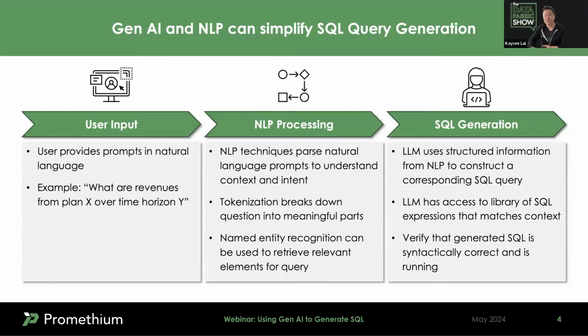And then the last part is the actual SQL generation. Now that I understand your intent and the context of your question, and I've identified from the tokens I've matched some of the keywords that you're looking for, how would I construct a corresponding SQL statement? The good part about the LLM is that it's got a library. It's been trained on a lot of different data, probably a big library of SQL expressions. And so it can suggest a SQL expression to match the context that you're looking for.